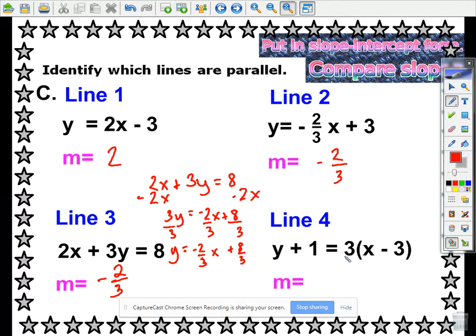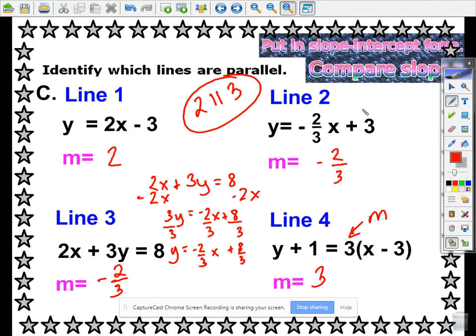Line 4, we could change this into slope-intercept form, but we also have a point slope form that we know, which is y minus y1 equals m times x minus x1. So here is your m, or your slope, so we know the slope is 3. So out of these 4 lines, the only 2 that were parallel were lines 2 and 3.